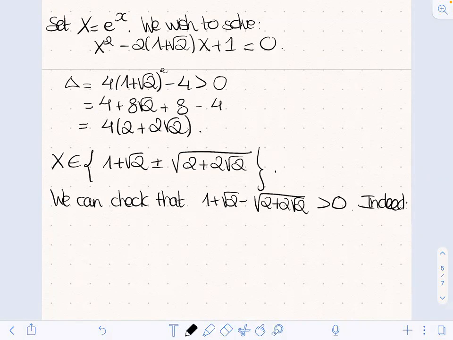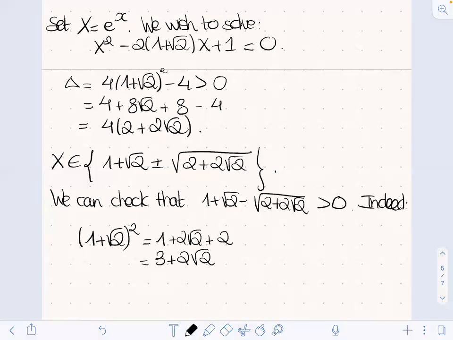Here there's something funny that happens, which means that it's quite easy to see. If we take 1 plus square root of 2 squared, you'll have 1 plus 2 square root of 2 plus square root of 2 squared, so 2. So that's 3 plus 2 square root of 2, which will be strictly bigger than 2 plus 2 square root of 2.